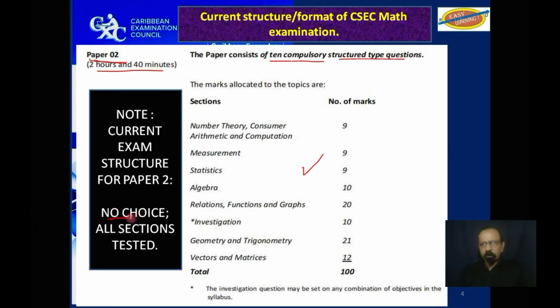There will be no choice of questions. All sections will be tested and all questions have to be answered. Previously, I had mentioned that there would have been a choice, but that was for the previous syllabus. This current syllabus has 10 compulsory questions.